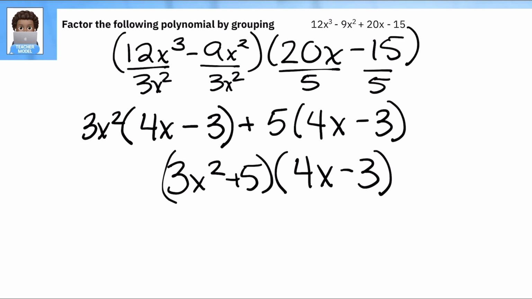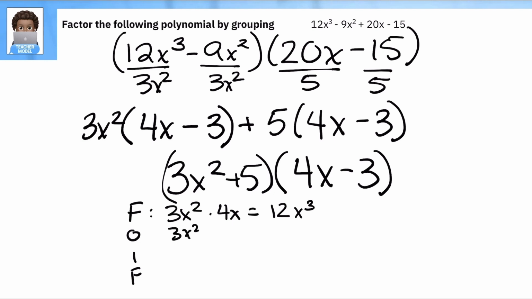I can use FOIL to check to make sure that I have the original answer. So let's try this. The first terms I have are 3x squared times 4x. That gives me 12x cubed. Let's go outer. 3x squared times minus 3, and that's minus 9x squared.